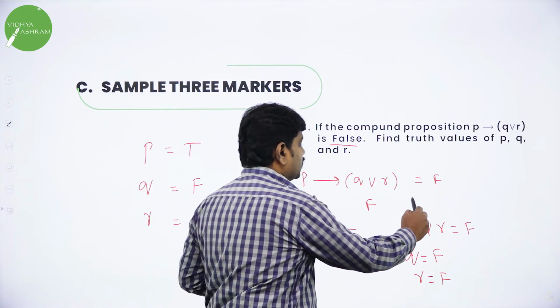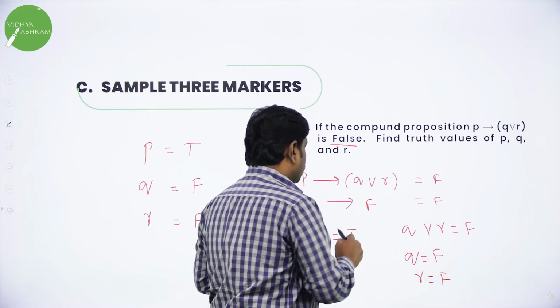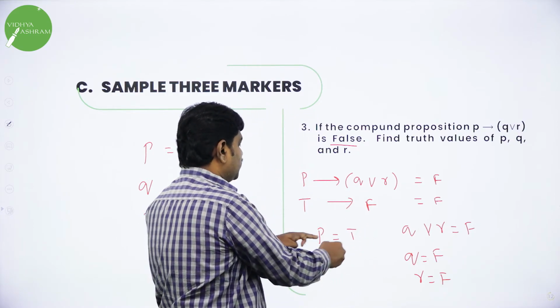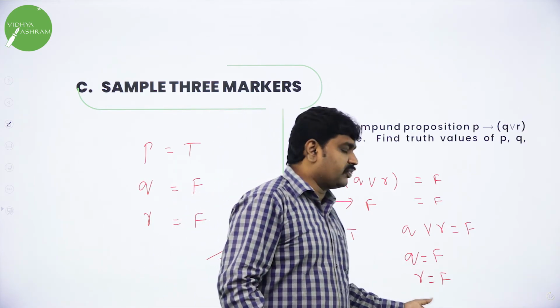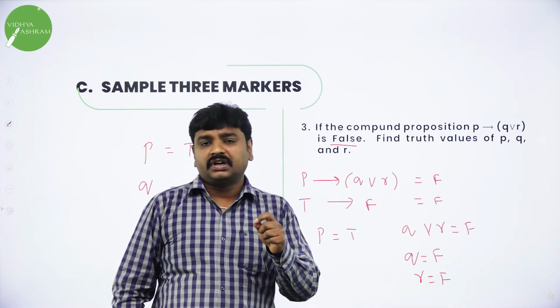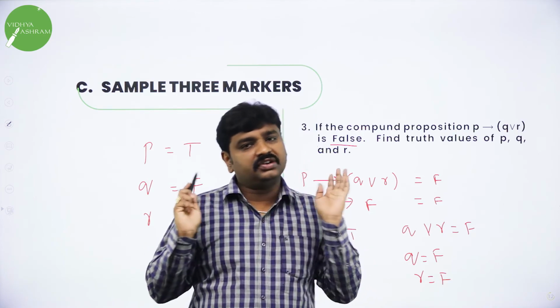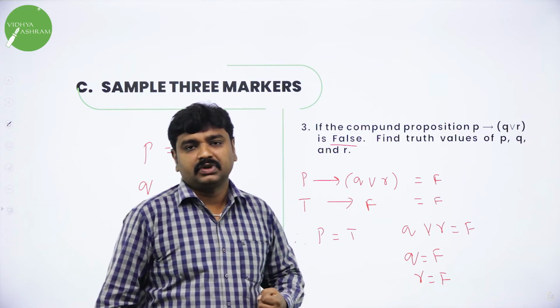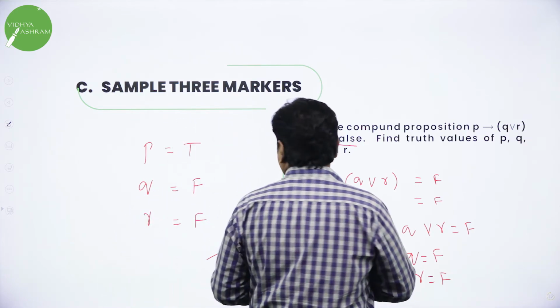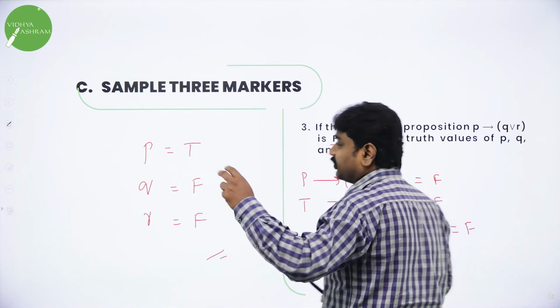They gave the overall answer is false. So the overall answer has to be false means the first one has to be true and the second one has to be false. What is the first one? P. P is true. And Q or R has to be false. Q or R has to be false means both should be false. You know the logic of OR. The logic of OR is if both become false then only the result is false. So because the result is false, both have to be false.